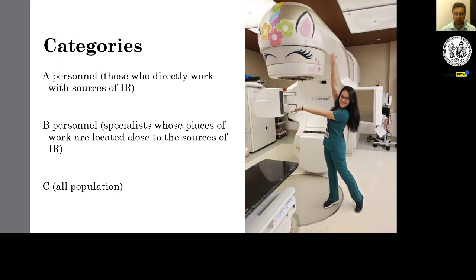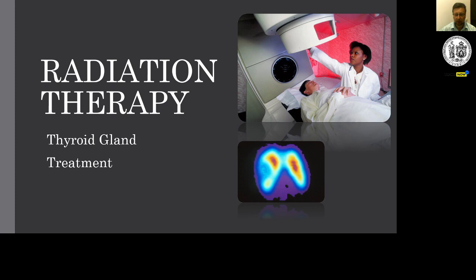Also a very important classification is categories of workers, depending on where they work. We have three types of categories. A is personnel who directly work with the sources of ionizing radiation. B is personnel, specialists whose places of work are located close to the sources of ionizing radiation, but not directly. And C is all the population of people who are not connected to ionizing radiation.